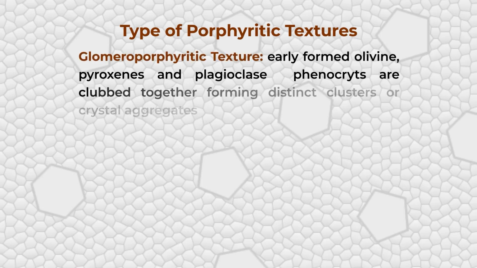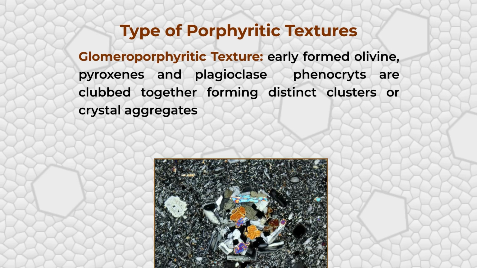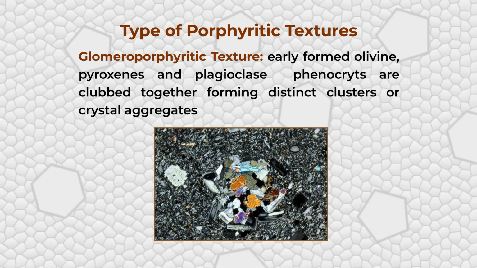Whereas glomeroporphyritic texture is a term used to describe early formed olivine, pyroxene and plagioclase phenocrysts. They are clubbed together forming distinct clusters or crystal aggregates. These aggregates are lying within the fine-grained crystals of clinopyroxene, plagioclase or sometimes magnetite or some altered minerals.